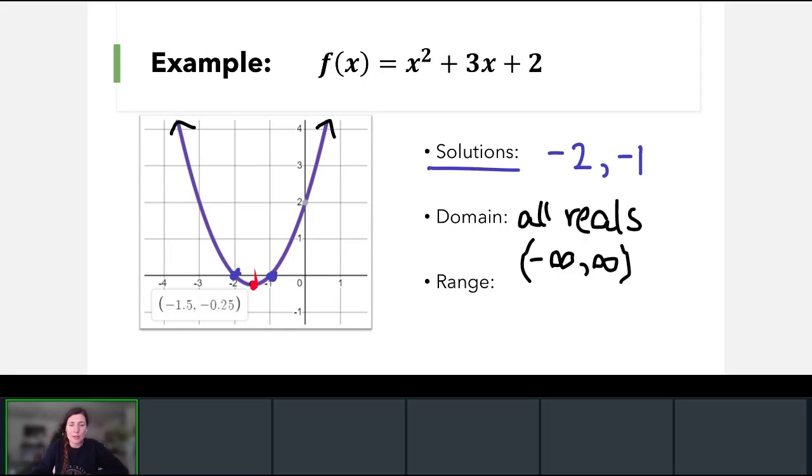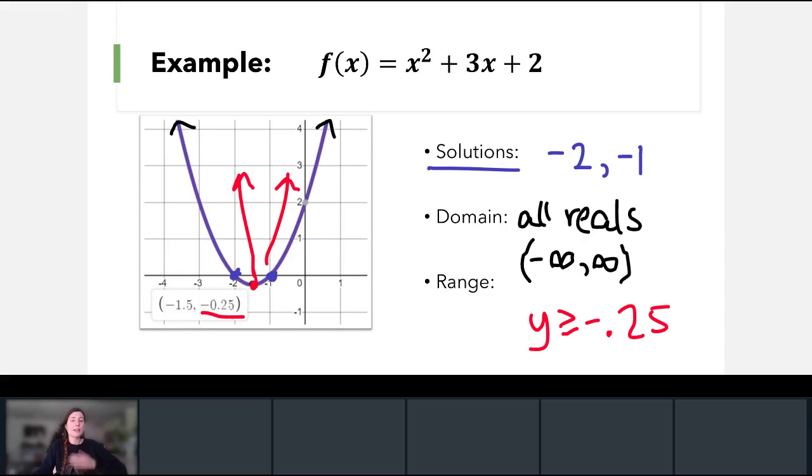The y-coordinate down there is -0.25. I just clicked on it on Desmos. So our range is every y value greater than or equal to that -0.25. Because our function only goes up from that point. There is no y value, there's no graph below that y value of -0.25.